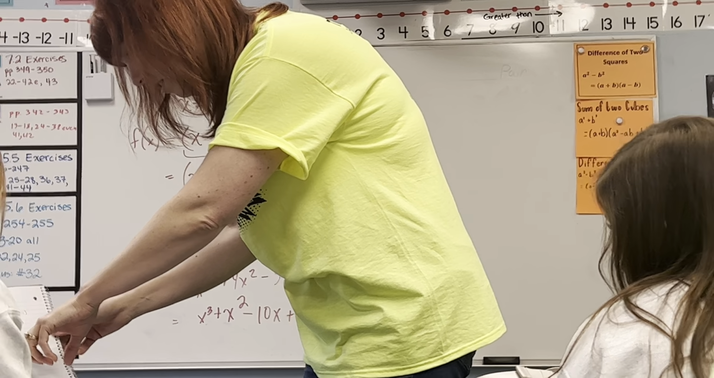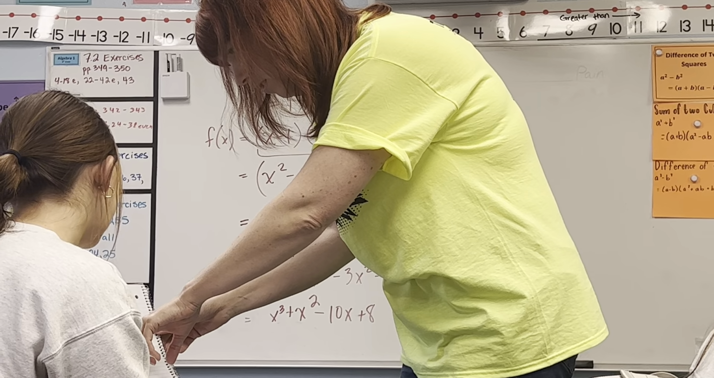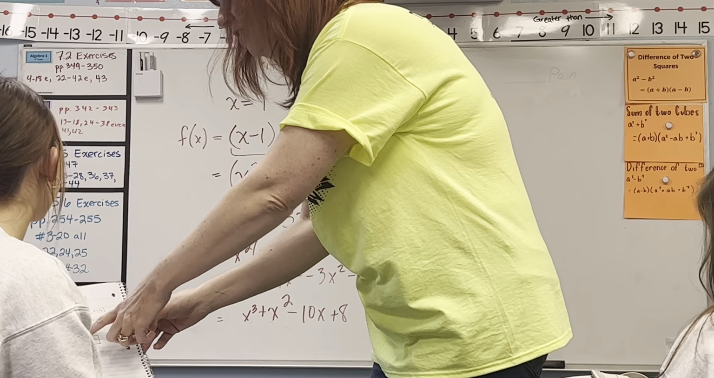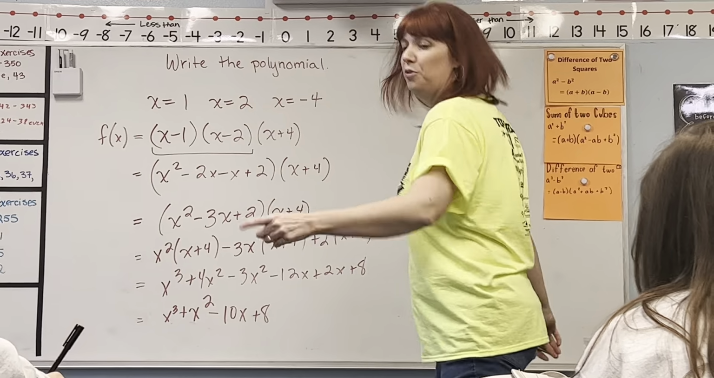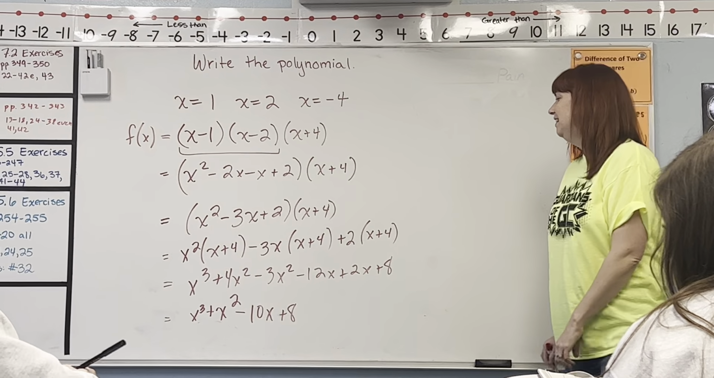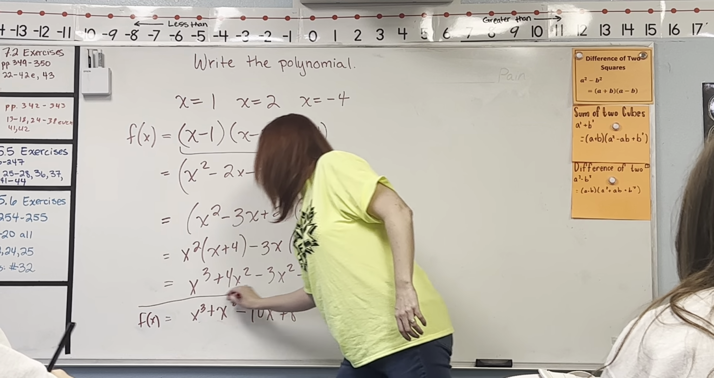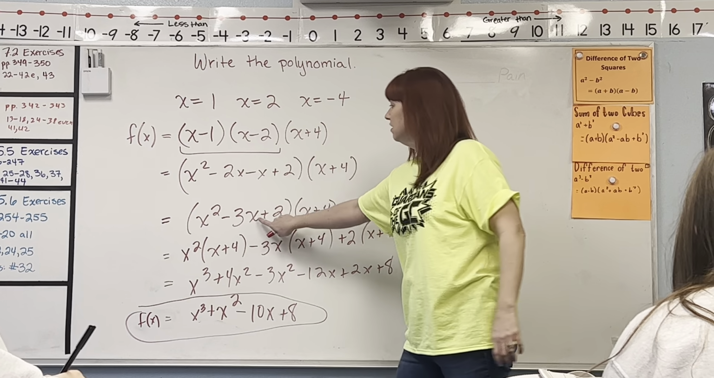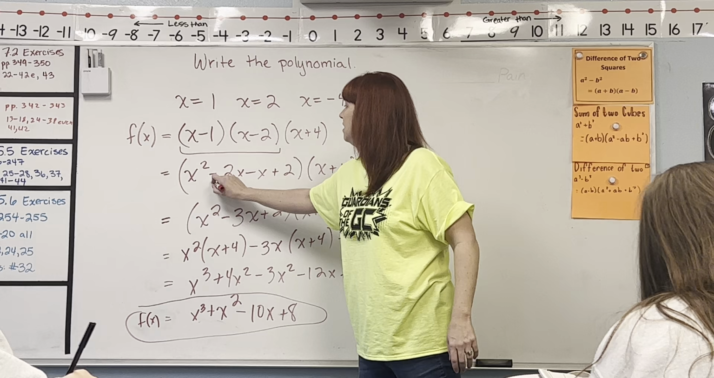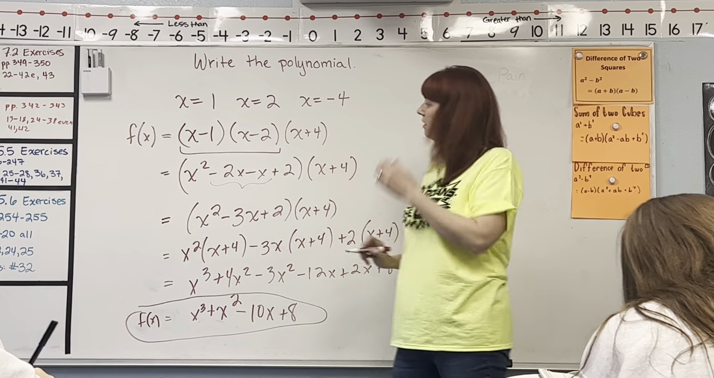This should be negative 3x. That's what messed you up. Oh, sorry. So your math was right, you just wrote down the problem wrong. And then this is your final polynomial. How'd you get the 3x up there? Right here, I combined the negative 2x and the negative x.